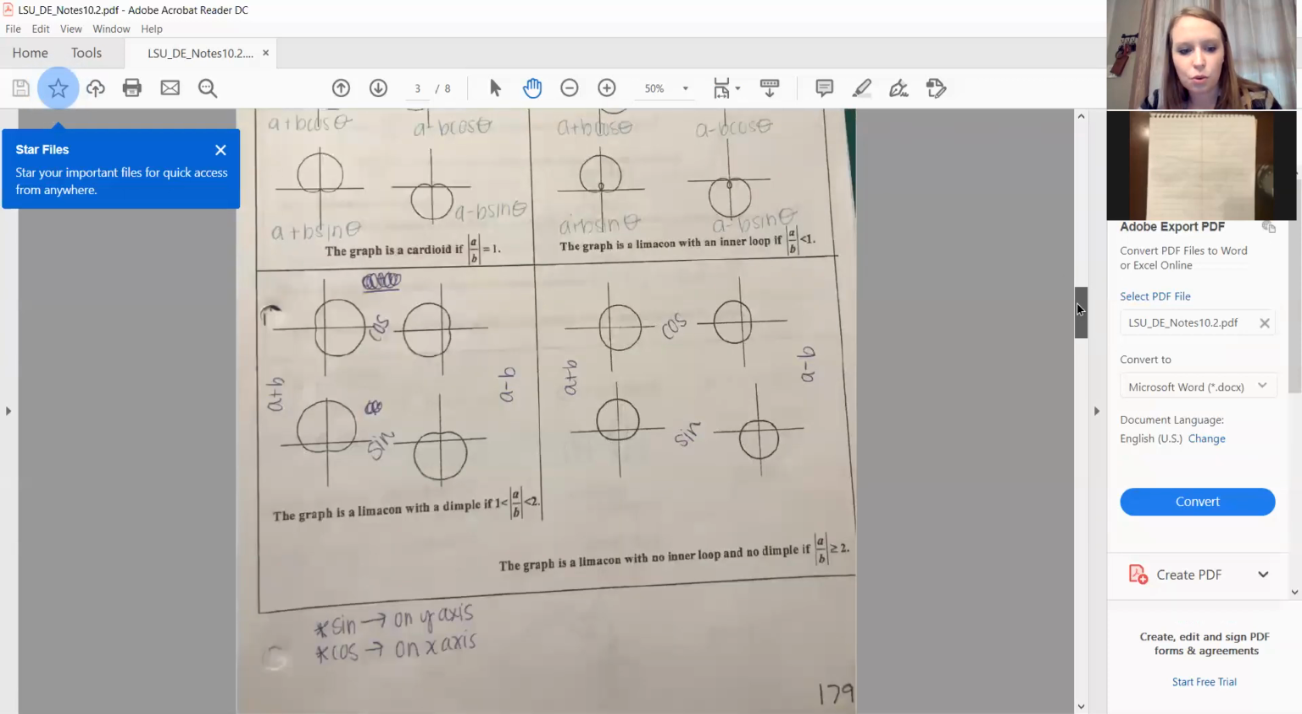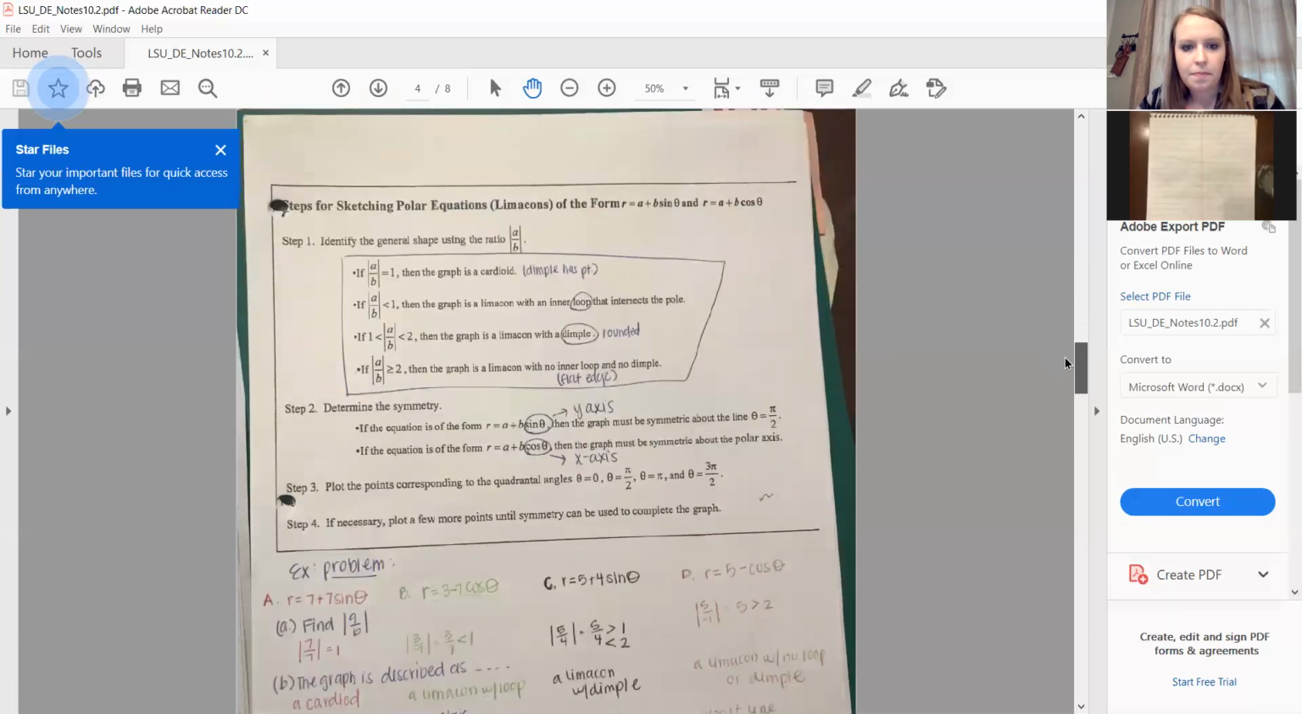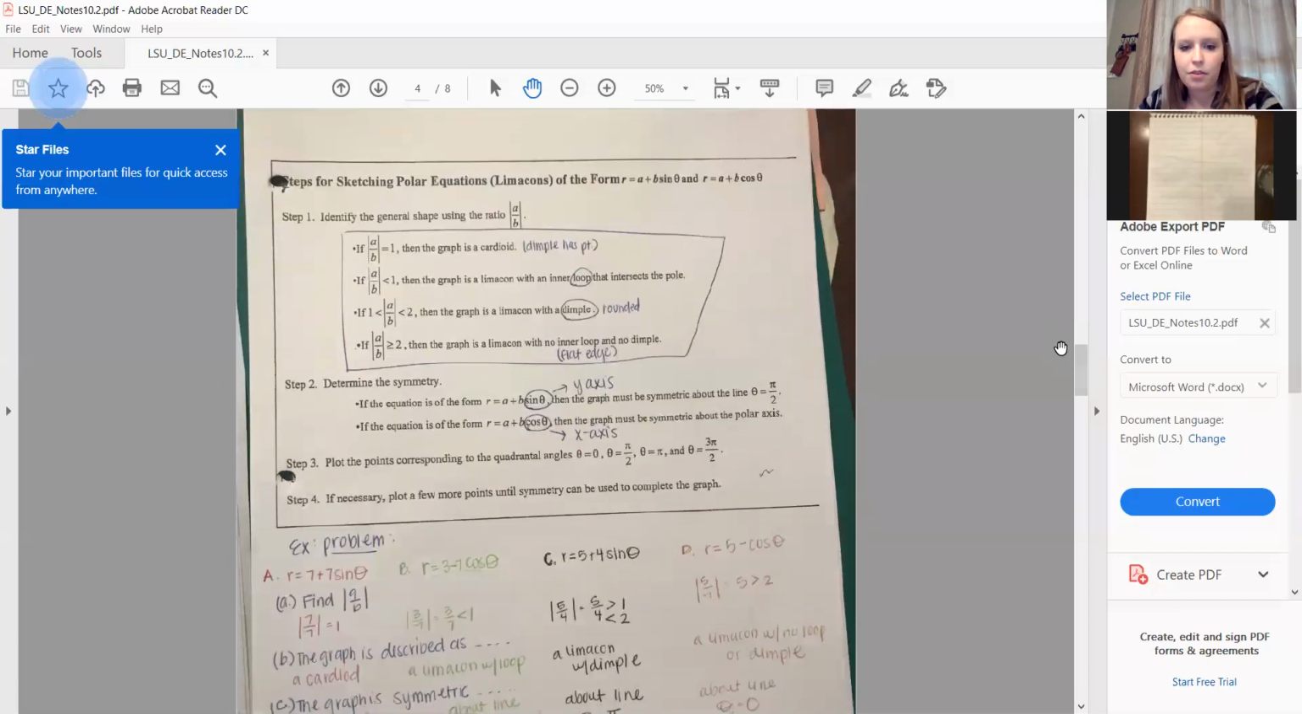Okay, so let's scroll down. This is kind of just saying the same thing over again. It's just in words versus in picture form. I like pictures better, so I explained it more in pictures. But this is saying the same thing, so however you like to use it.